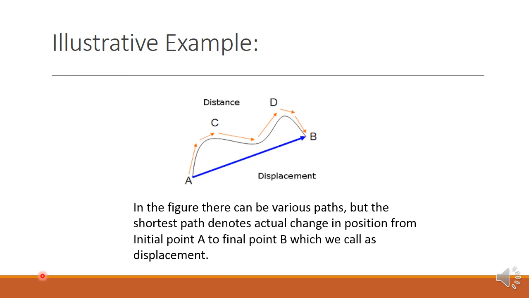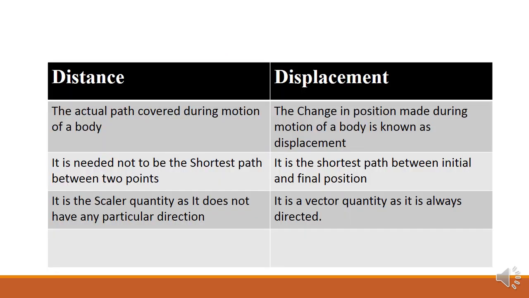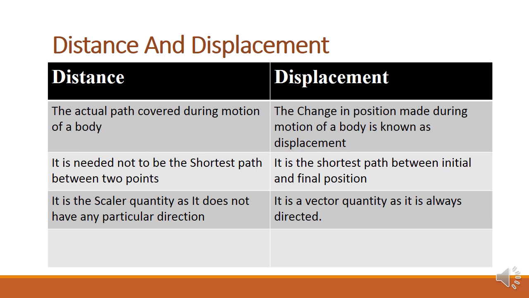So in this figure, there can be various paths as we have discussed, but the shortest path, which is this one, denotes the actual change in position from initial point A to the final point B, which is known as the displacement. So here is the difference between distance and displacement. It is very important to understand this because this concept will be coming in the next chapter as well.